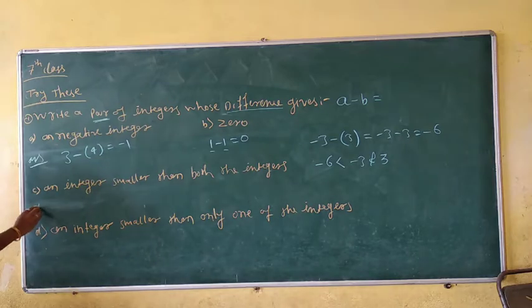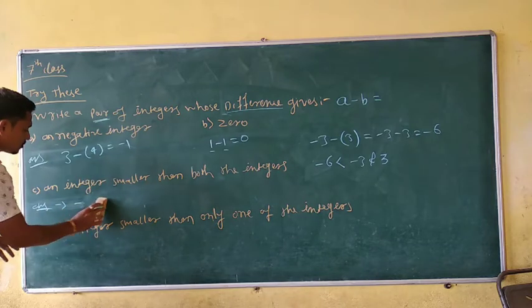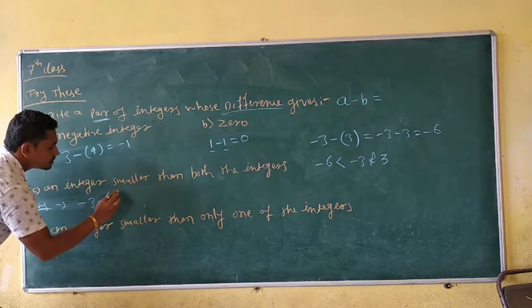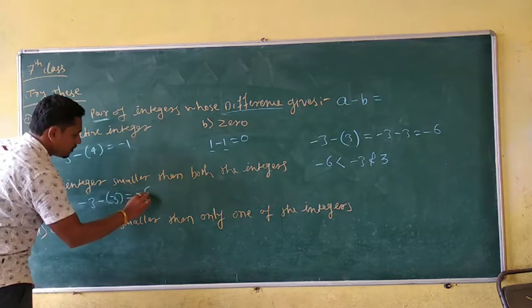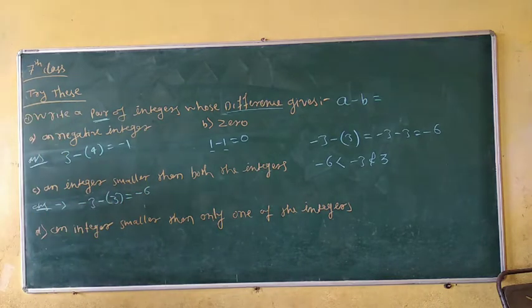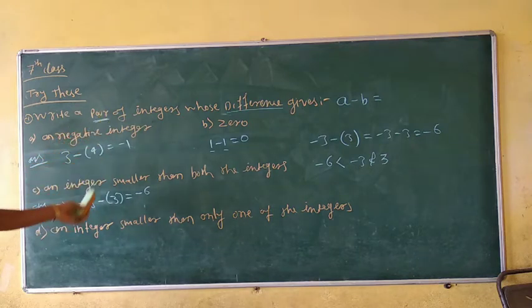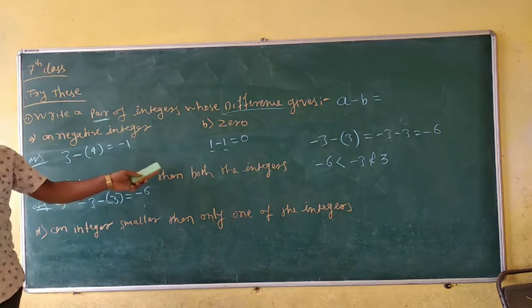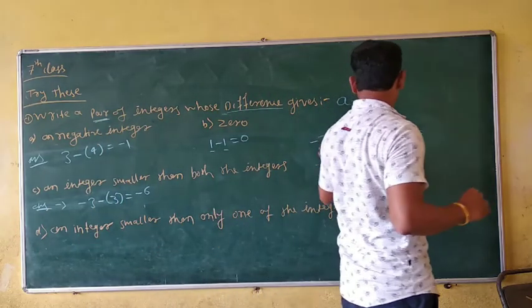So your answer is here minus 3 and 3. Right? This gives rise to minus 6. Minus 3 and plus 3 are the pair of integers, and the difference between this pair of integers gives rise to minus 6. And minus 6 is smaller than both the integers. Is it right? So next, that is the D question.